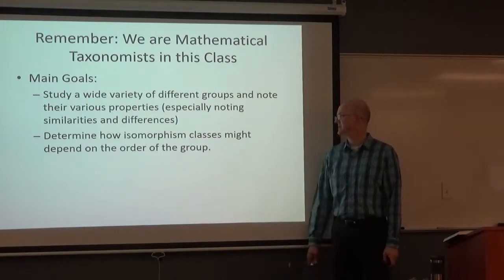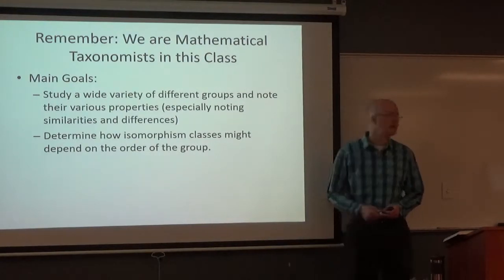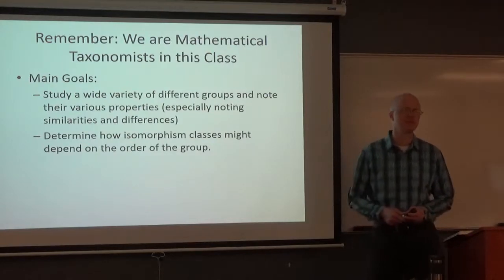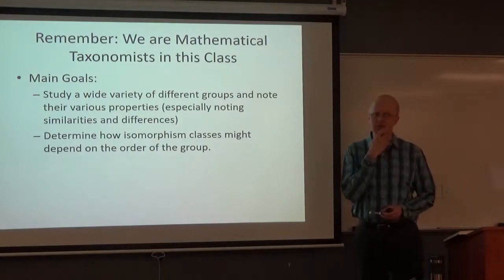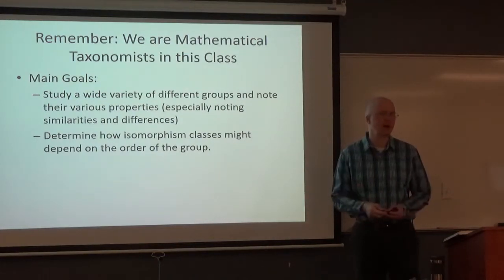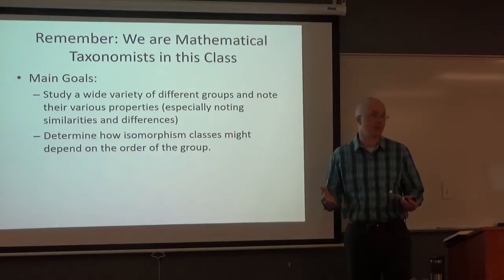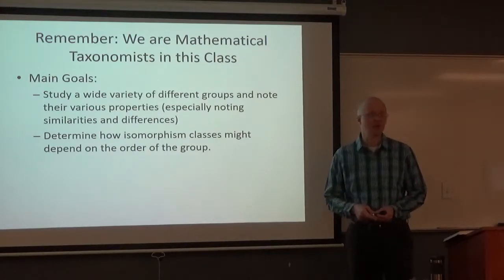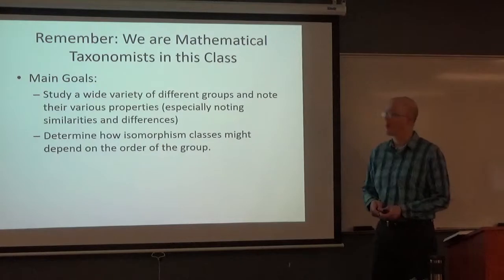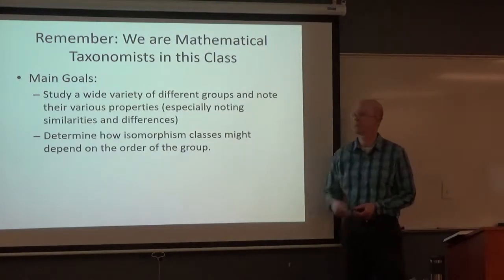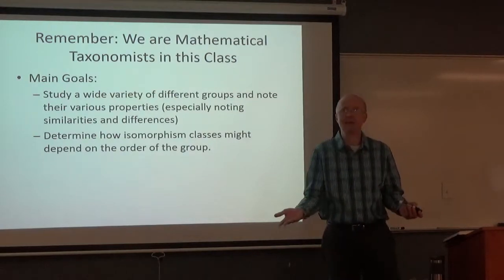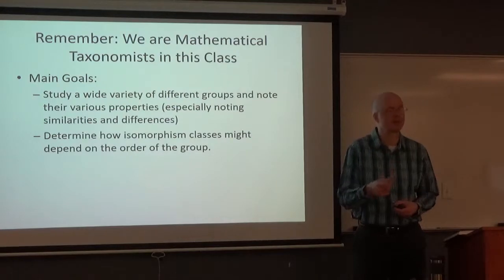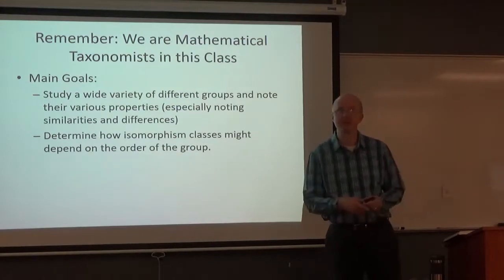And part of that classification is to determine how isomorphism classes might depend on the order of the group. This is perhaps the most interesting thing I think we can consider. We're not going to be able to prove everything related to that, but we'll talk about it and perhaps prove some things related to that. In fact, we've already done that a little bit. I've mentioned that any group of prime order must be cyclic. So that's one example of a classification theorem, how the isomorphism class depends on the order of the group. And remember, a cyclic group of order P, where P is a prime, is going to be isomorphic to Z_P, our standard cyclic group of order P.